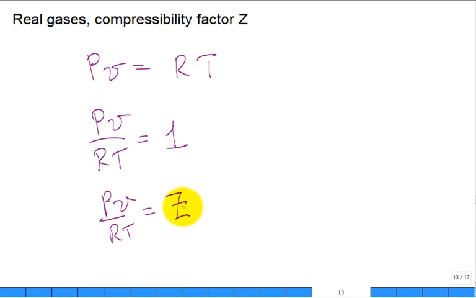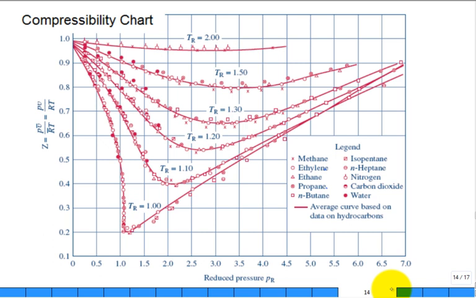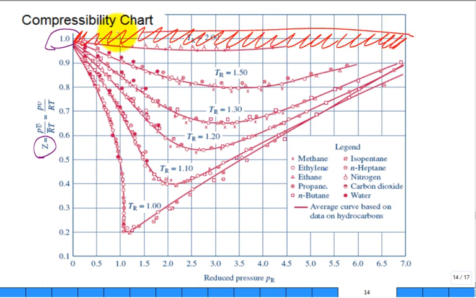Z is the compressibility factor. When Z is close to 1, we say it's an ideal gas. And when it starts to get far away from 1, we say we shouldn't use the ideal gas equation anymore. So that's what the compressibility factor Z is. It's a ratio, PV divided by RT. Here's a chart of the compressibility factor. What's on the y-axis? Z. When Z is close to 1, it behaves as an ideal gas. As an engineer, you'd say everything in this region right here that's close to 1 behaves as an ideal gas.